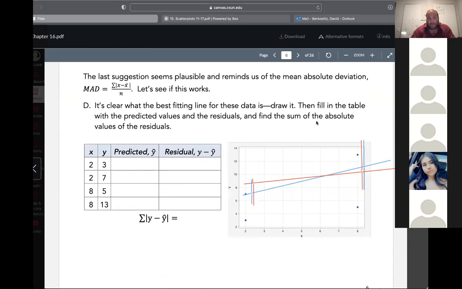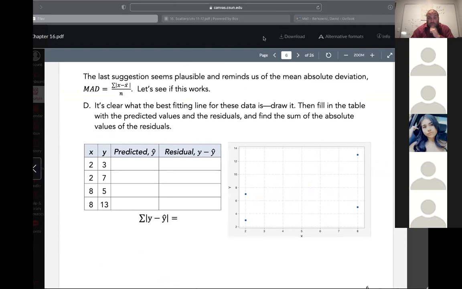Do you guys remember the mean absolute deviation that we did a couple chapters ago? Does that ring a bell at all? Anyone? Hello? Anyone? I remember MAD. You remember the MAD, right? Well, if you don't recall it, here's the formula for it.